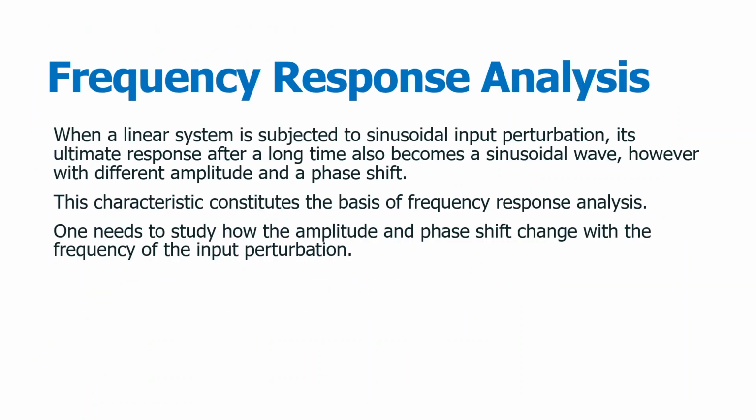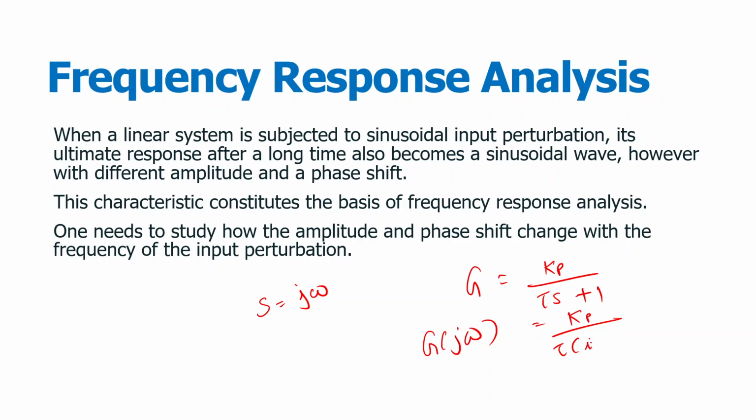Then we studied frequency response analysis, in which, given the transfer function, let's say for a first order system, Kp upon tau s plus 1, if I want to analyze how its response will proceed with time, I can simply do frequency response analysis, that is, replace s by j omega. Now G of j omega is equal to Kp upon tau j omega plus 1. Then we can write this in terms of its real and imaginary part, that is a plus ib. On the basis of this, we can calculate the amplitude ratio.